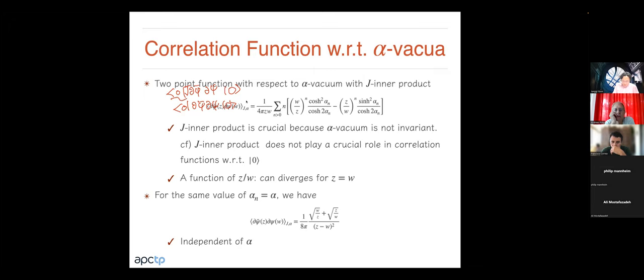However, now if you calculate in the alpha vacuum, then it matters, because in the alpha vacuum, J is not invariant, but it flips all these alphas. Because of that, it's very important to use the J inner product or double bracket, whatever you call it. I didn't explain in detail, but there are infinitely many Bogoliubov parameters. Let's say choosing every Bogoliubov parameter to be the same as alpha, then the correlation function with respect to the alpha vacuum is this simple expression. It's independent of alpha. So it's a nice expression, and it has no problem.